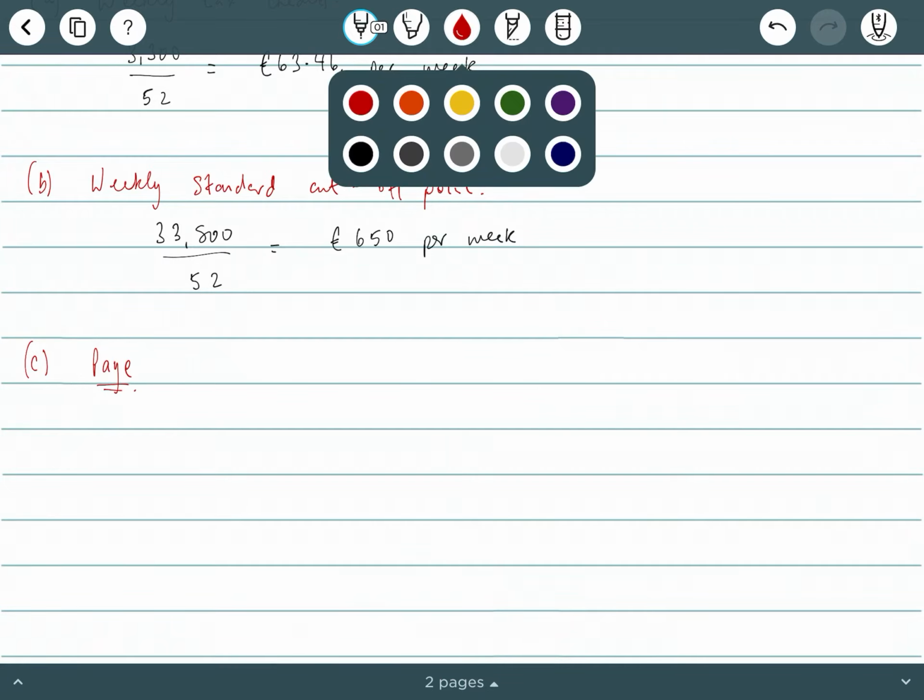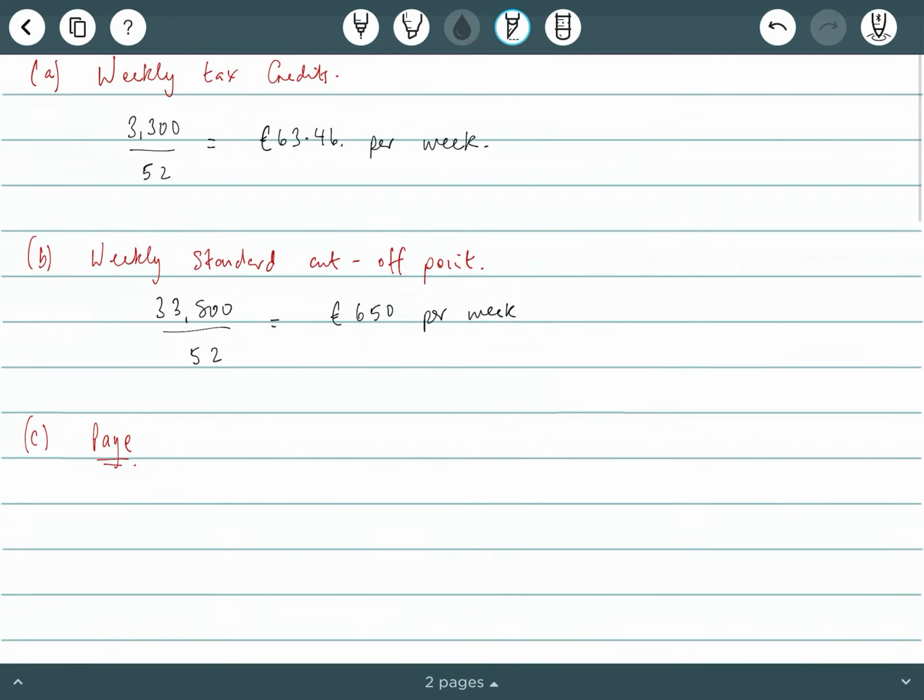Now, as I said to you lads, look at the standard here. This is the standard rate cutoff, so that's your cutoff point. What you do is you take that 650, and you multiply that by the standard rate, which is 20%. When you do that, you'll get €130.